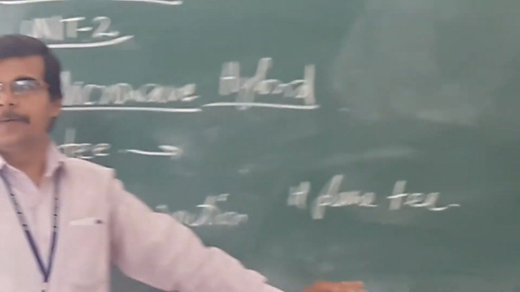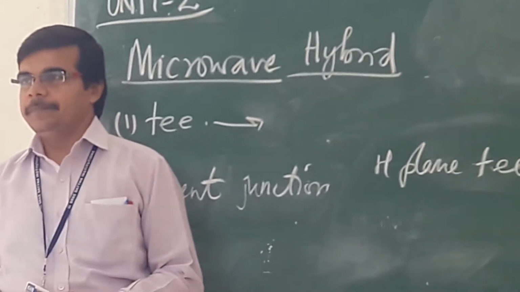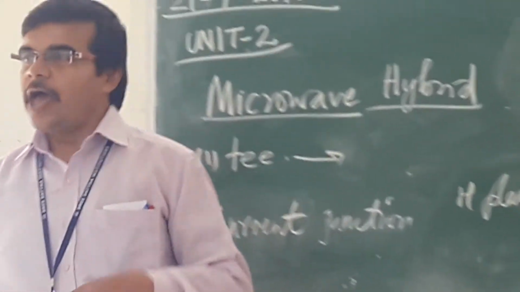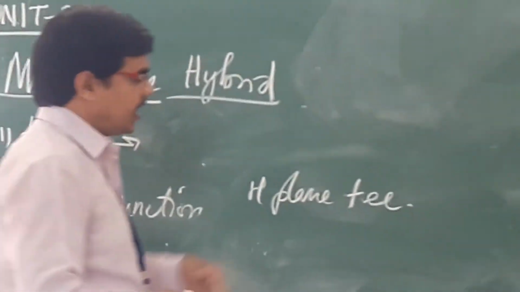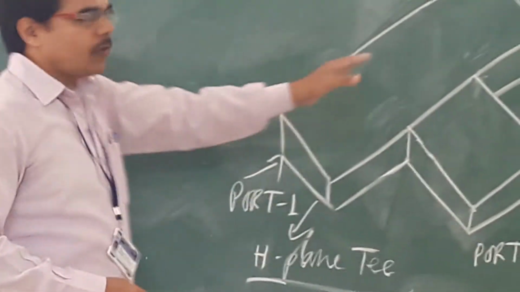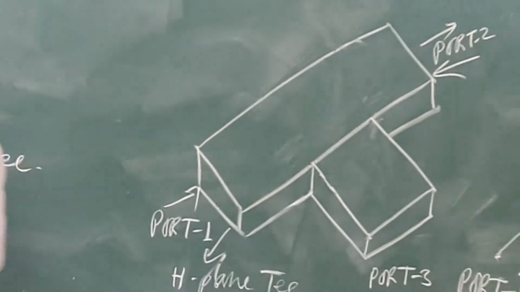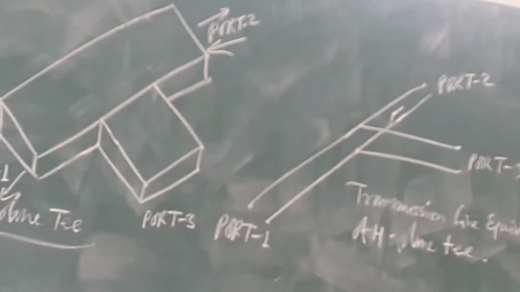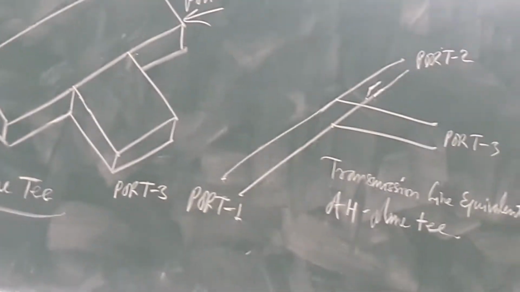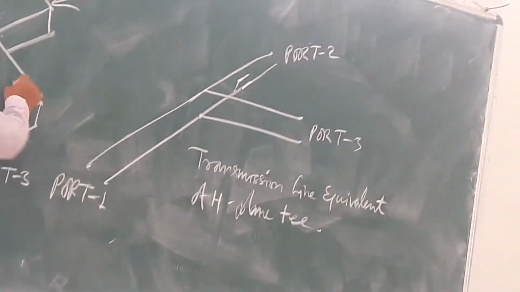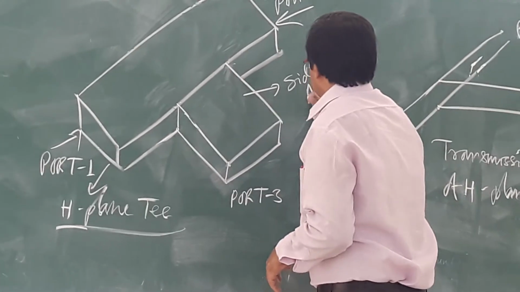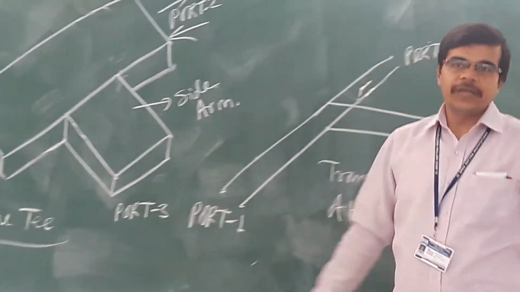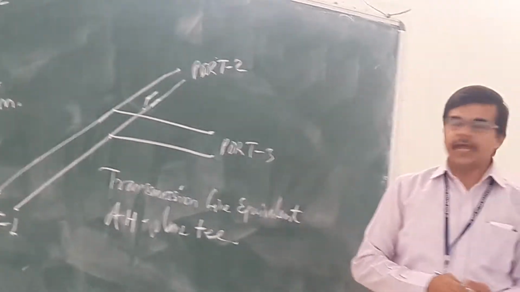You are having an H-plane T. H-plane is a corollary to your E-plane. So if you are seeing your H-plane, here also you are having 3 ports, port 1, port 2 and port 3. Port 1 and port 2 are your collinear arms and your port 3 is called your side arm.